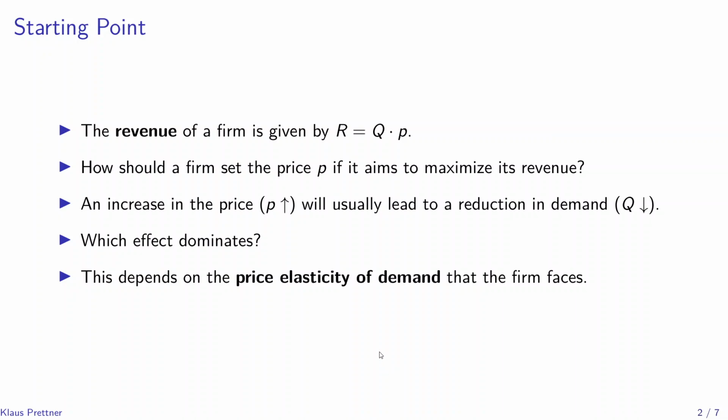Now the problem that occurs in this situation, if you assume that the firm can set the price in this context, is that if the firm sets a higher price, so if P goes up, then this would lead to a reduction in demand Q. So there are two opposing effects. And the question is, which of these effects dominates and when does the firm reach the optimal price level for maximizing revenue? And as we will see next, this depends crucially on the price elasticity of demand that the firm faces.